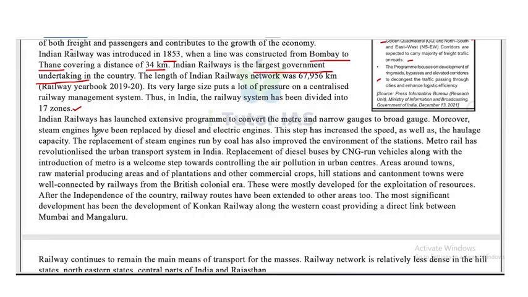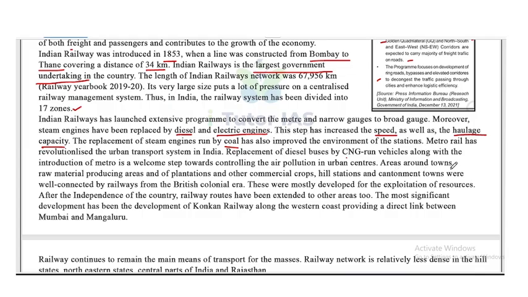Moreover, steam engines have been replaced by diesel and electric engines. This step has increased the speed as well as the haulage capacity. The replacement of steam engines run by coal has also improved the environment of the station. Metro rail has revolutionized the urban transport system in India. A replacement of diesel buses by CNG run vehicles along with the introduction of metro is a welcome step towards controlling the air pollution in urban centers.